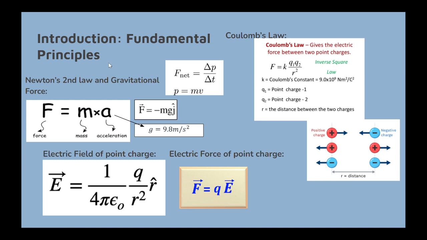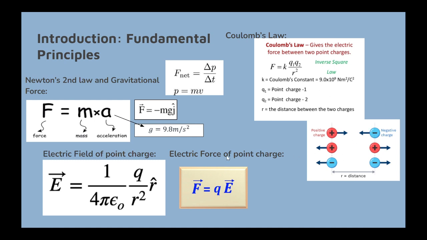We have Newton's second law and gravitational force. Force equals mass times acceleration, with acceleration being 9.8 meters per second squared, which is the acceleration due to gravity. Then Coulomb's law is the force between 2 point charges. We have Coulomb's constant times the 2 point charges over the magnitude of the distance between the two charges squared. It also tells us that opposite charges attract and like charges repel.